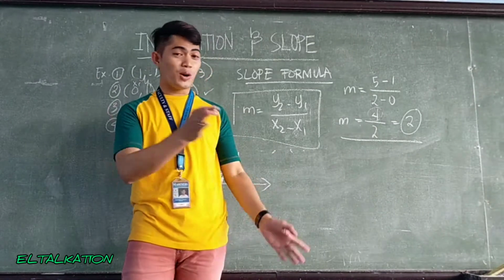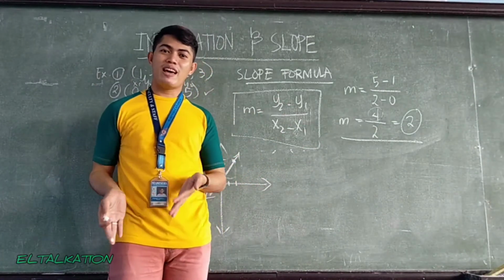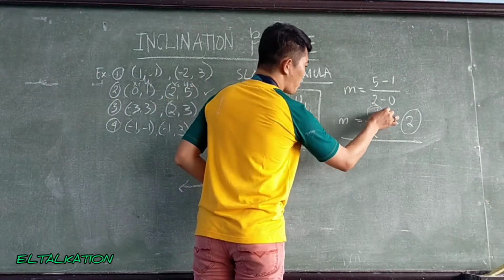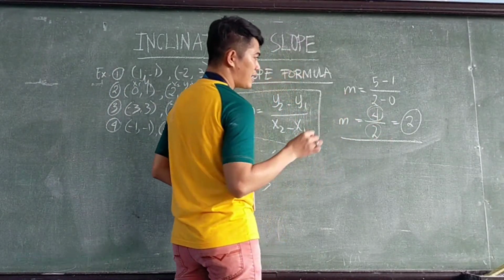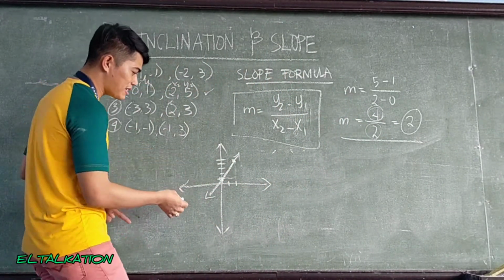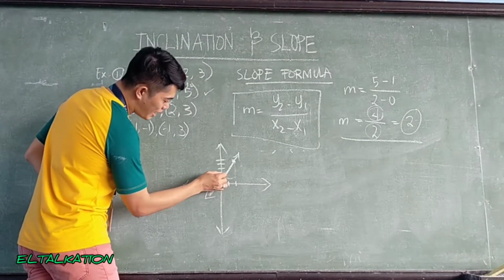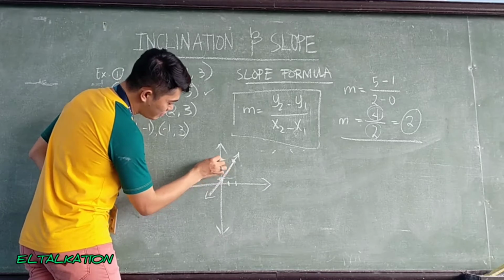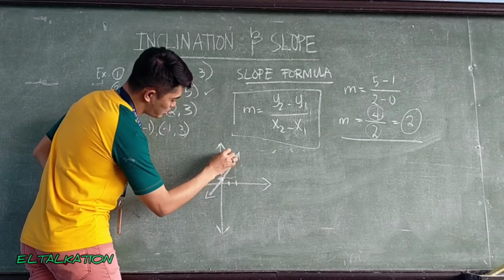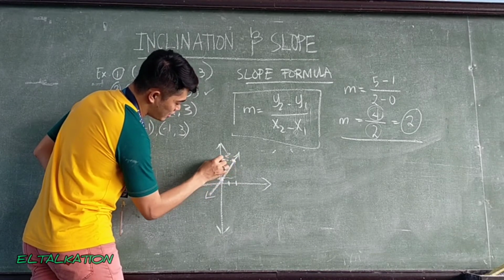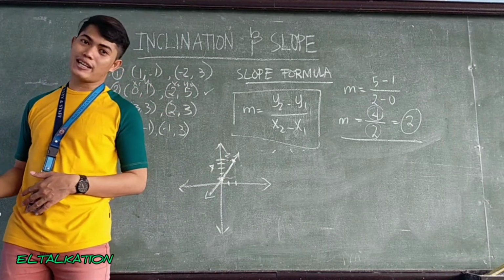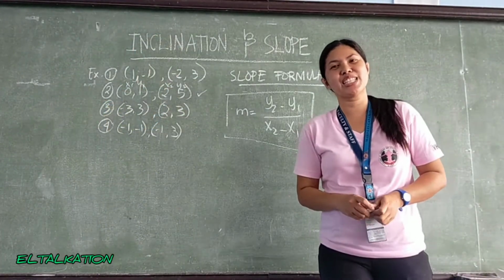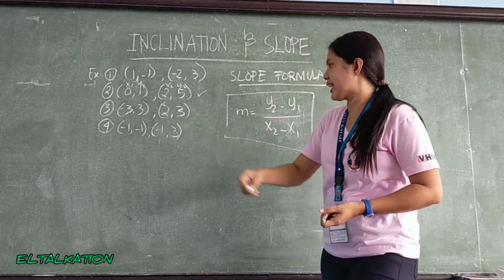So, with our slope, again, this is what? From left to right. So, given this, y is 4 and x is 2. So, parehas positive. So, from here, 1, 2, 3, 4. So, this is 4. And 1, 2. So this is 2. So meaning to say, andito siya from left to right. So pareha siya positive. Okay, so let's proceed to example number 3.